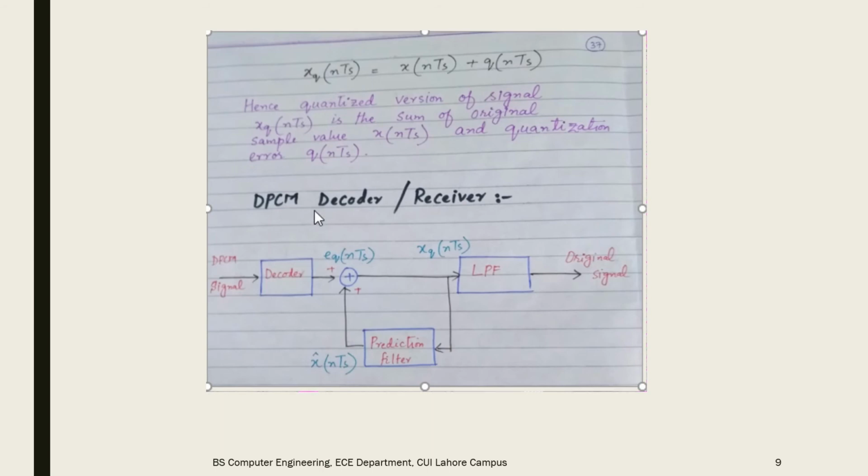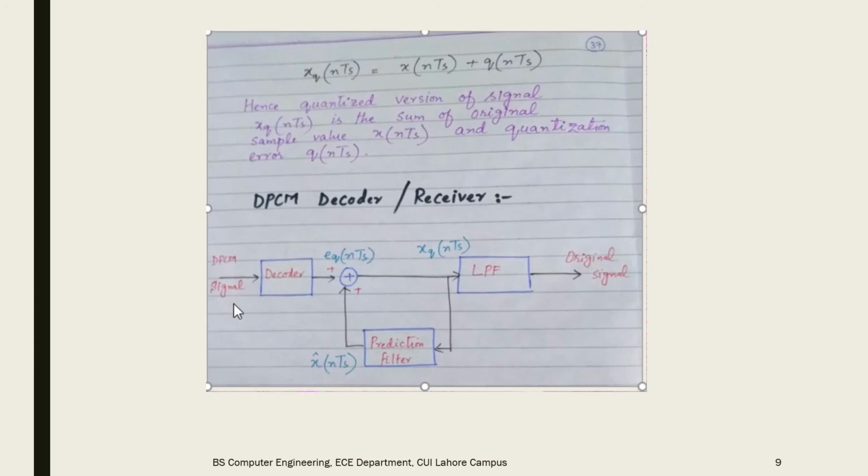Now move on to the DPCM decoder or receiver. This is the block diagram for the DPCM receiver. From this figure we can observe that the decoder first reconstructs the quantized error signal from the incoming binary signal. Because we know that the DPCM signal is basically a binary signal, the first task of the decoder is to reconstruct the quantized error signal from the incoming binary signal.